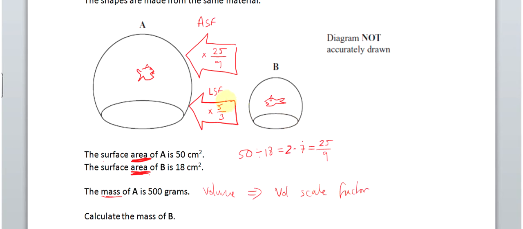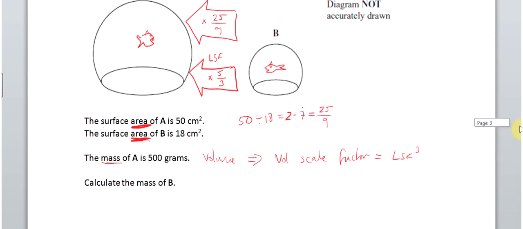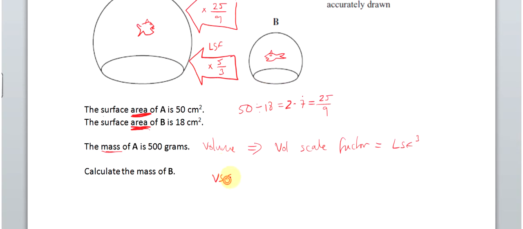And to get that, I cube the length scale factor. So it's the length scale factor cubed. So the volume scale factor is equal to 5/3 cubed, which is equal to 125 over 27.